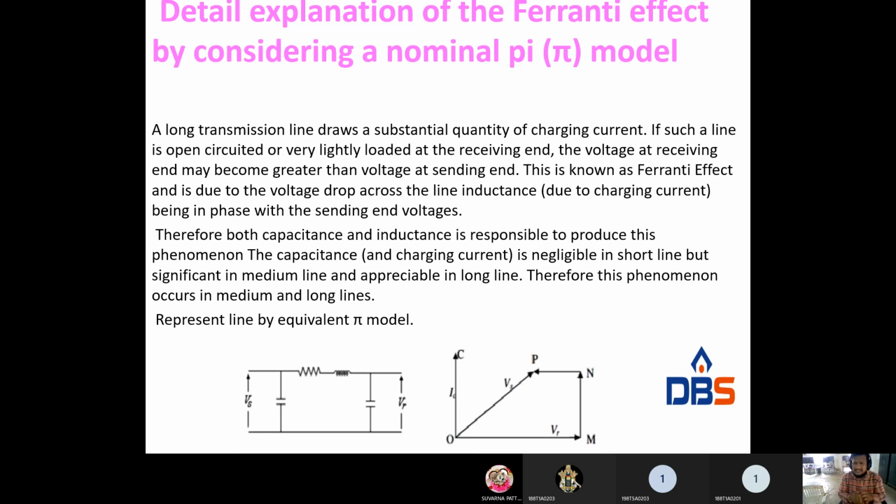Next part: general derivation of generalized constants of a transmission line. What is the generalized constant? That is nothing but the ABCD constants of a transmission line. For short transmission line, ABCD constants. For medium transmission line, nominal T, nominal pi. For long transmission line, you have to calculate ABCD constants. Now you have to solve some numerical problems on design of ABCD constants, design of T network, design of pi network.